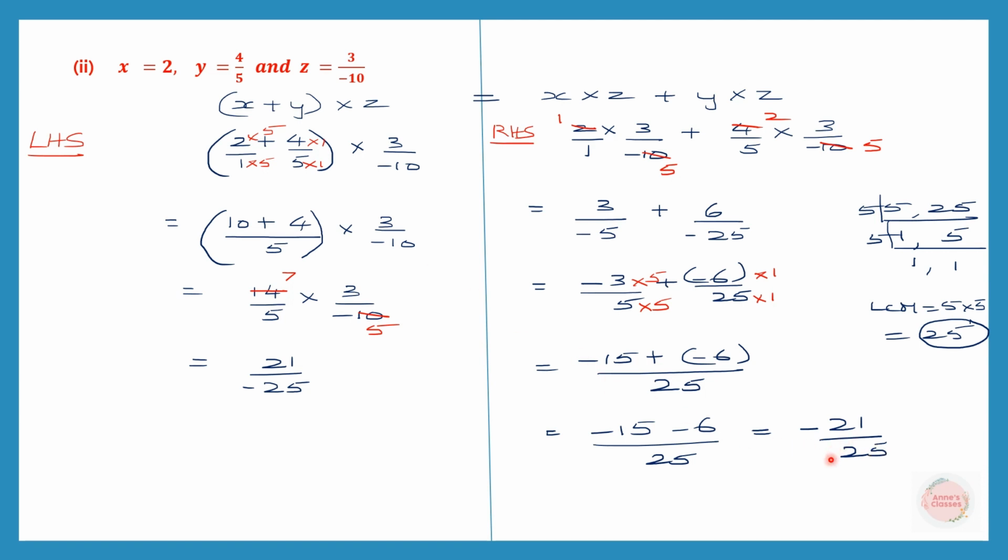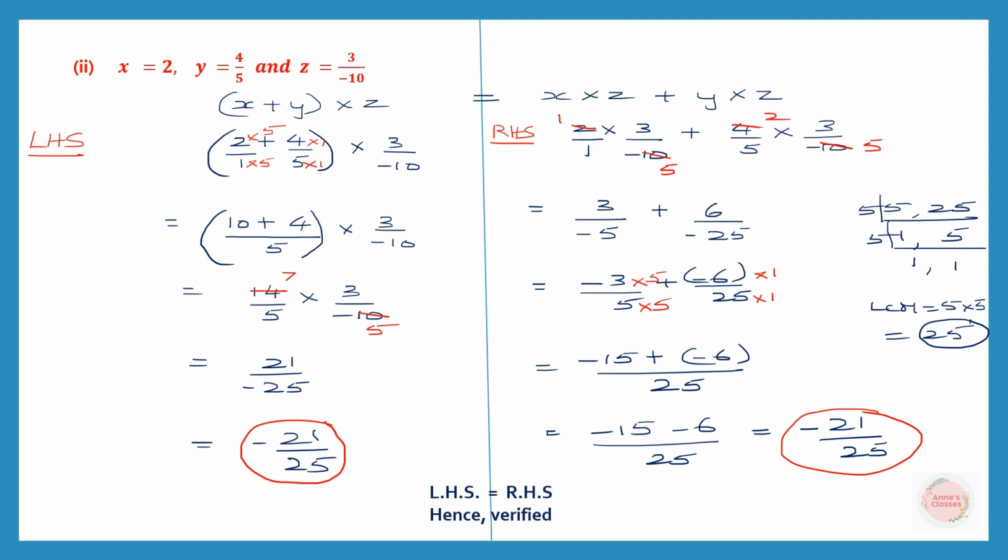So now on the right hand side we have minus 21 by 25, and on the left hand side we have 21 by minus 25, which can also be written as minus 21 by 25. This one's value will not change. So here what have we shown? That the left hand side is equal to the right hand side, and hence we have verified.